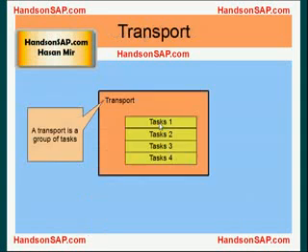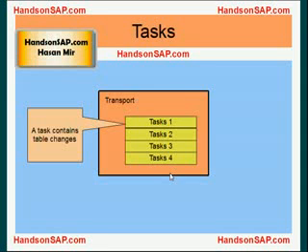Now, a transport. What is a transport? A transport is simply a group of tasks. So this is a transport, and this transport has multiple tasks, like 4 tasks here. Now, a task basically contains changes to the table. So these are basically instructions for changing something in the table. So one transport is basically a group of table changes.